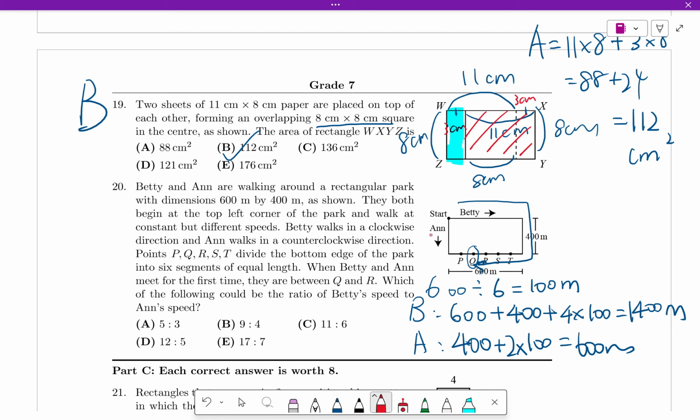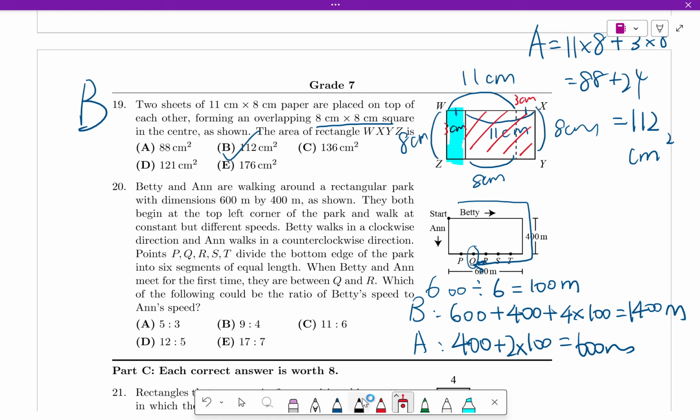Because Anne walks this way and Betty walks this way, their distances can be calculated respectively. When they met, the time that Betty has been walking is equal to the time that Anne has been walking. And so the ratio of Betty's speed to Anne's speed is equal to the ratio of the distance that Betty has walked to the distance that Anne has walked.